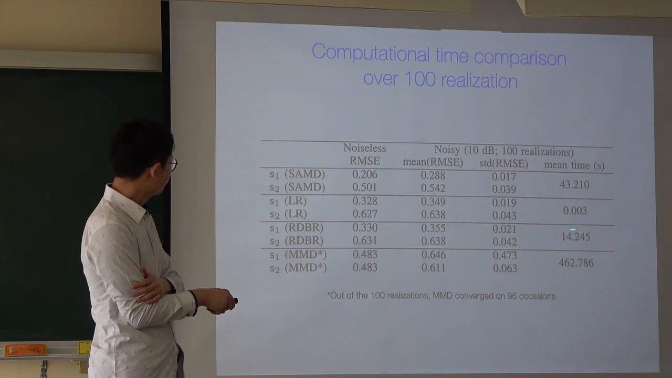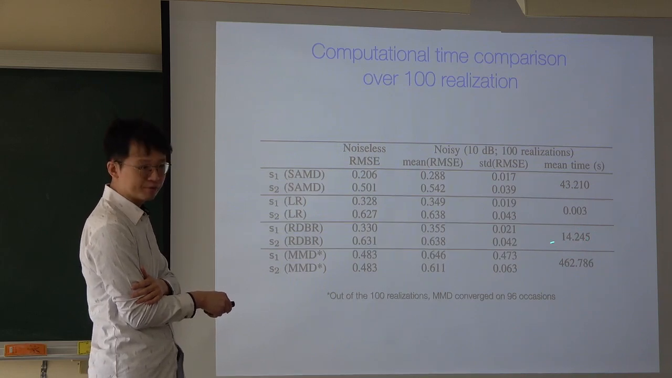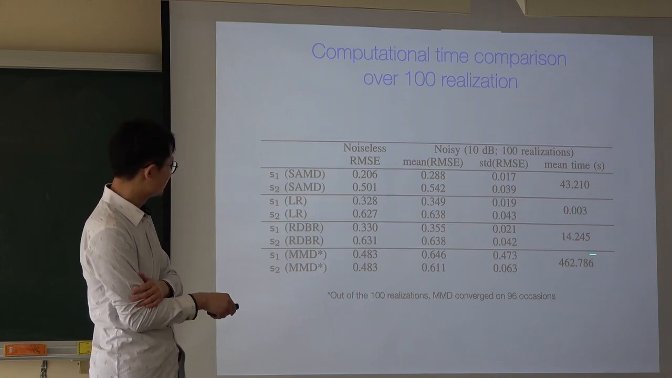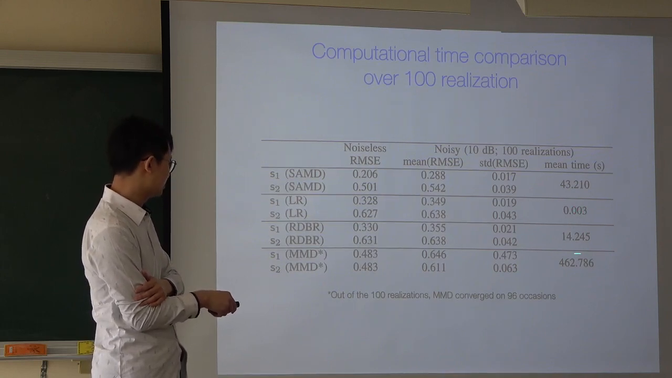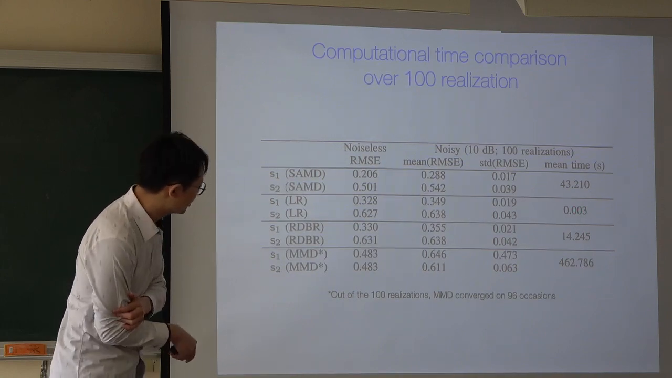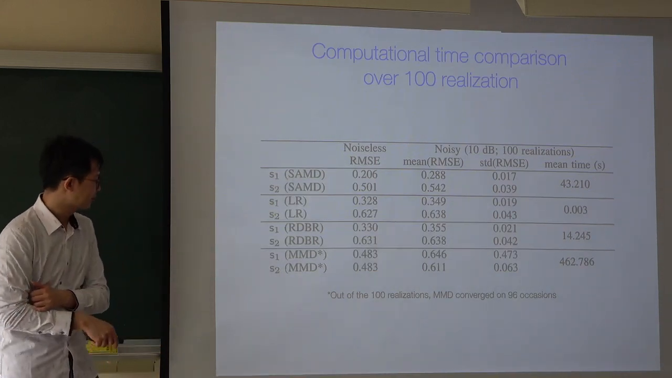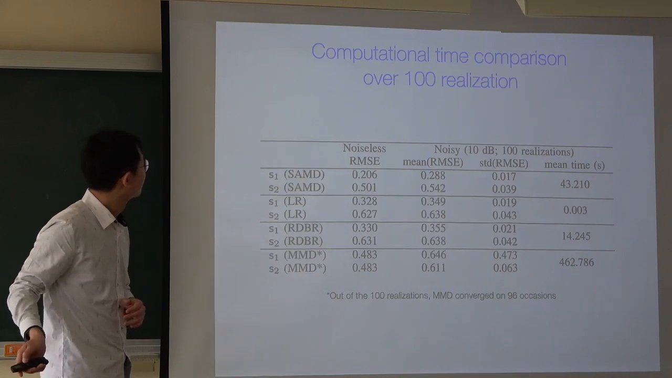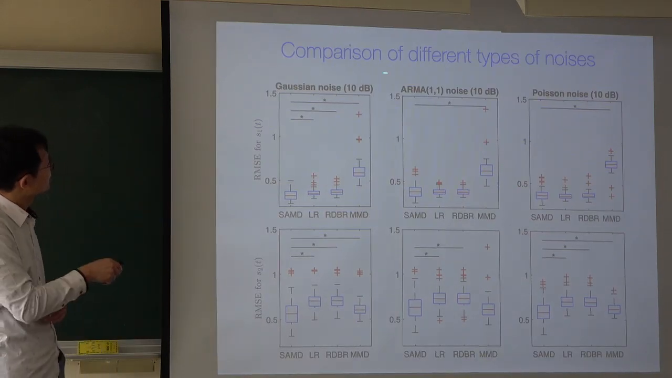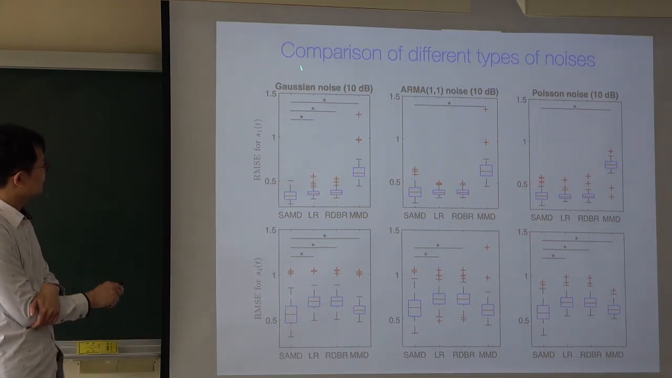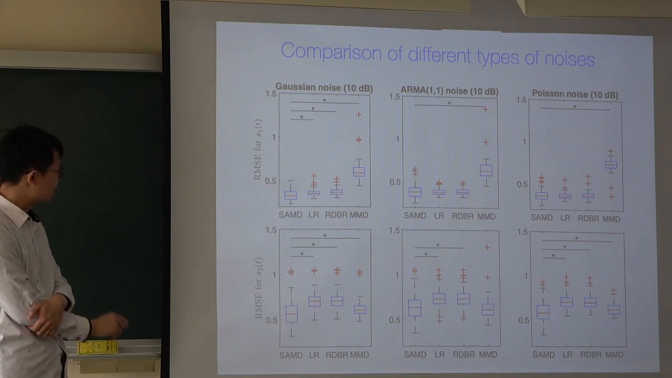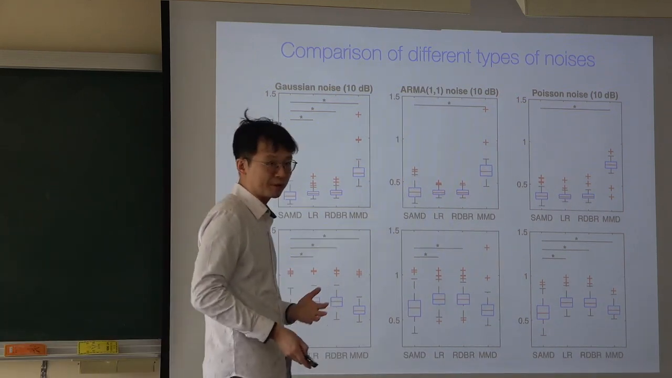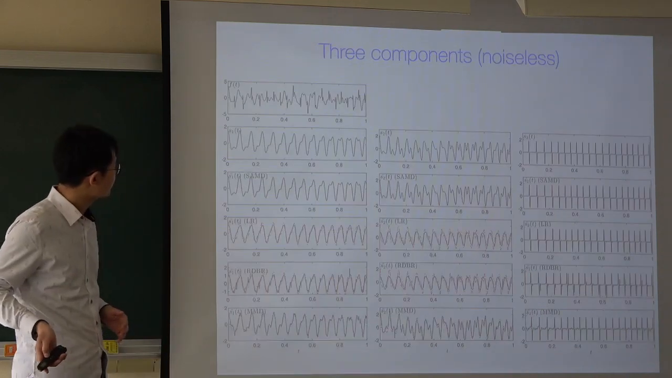And that is computational time, where you can see SAMD is in the middle, not too bad. RDBR is faster because it assumes a fixed wave shape. Linear regression is very fast, and AMD is very slow, and sometimes it doesn't converge. Okay, and this is a comparison of different types of noises. We consider different types of noises, and the result shows that the algorithm is quite robust to different kinds of noises.